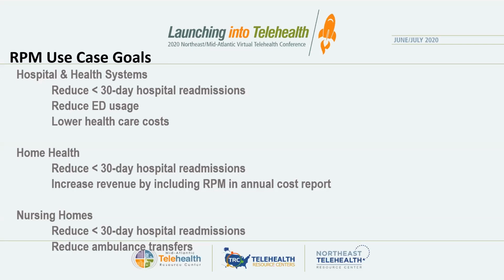You can talk to one home health agency and they go, this is great because I'm not at my cap for my cost report. So therefore they can include all the expense in that cost report to increase their revenue. Other agencies you talk to, they're already at their cap, and it's not as much of a financial benefit. Nursing homes now are really looking at and using on the acute side of nursing home care to reduce less than 30-day hospital readmissions and also to reduce ambulance transfers.